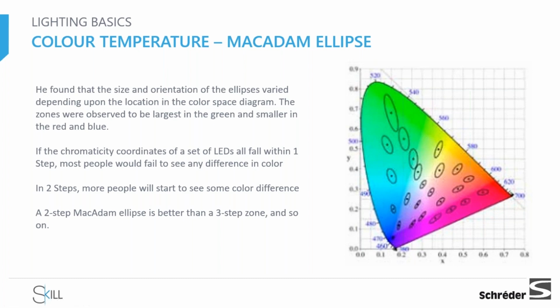If the chromaticity coordinates of a set of LEDs fall within one step, most people will fail to see the difference in color. So if a specification says one step MacAdam ellipse, it means that the majority of human beings will not be able to distinguish between two of those colors, even if you put them next to each other.